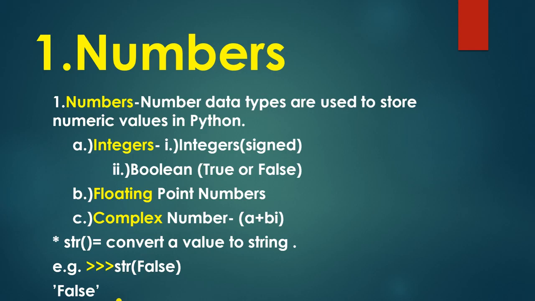The str function is used to convert a value to string. So if I write str of false, then it will convert this false into a string, and it will give you 'False'. Okay. So let's discuss these numbers with the help of the Python IDLE.